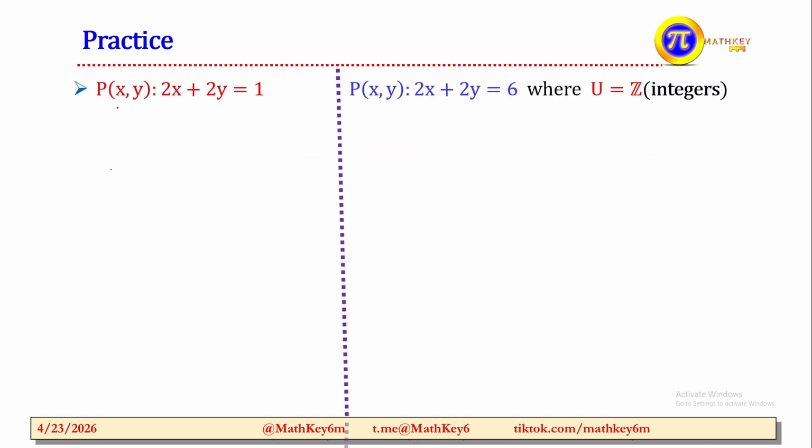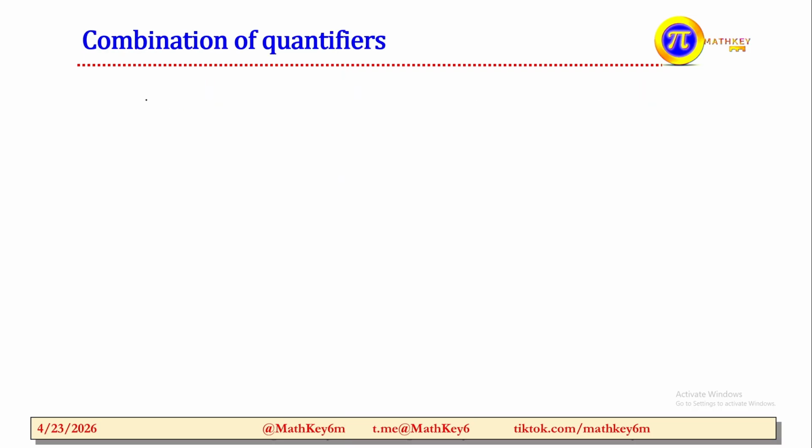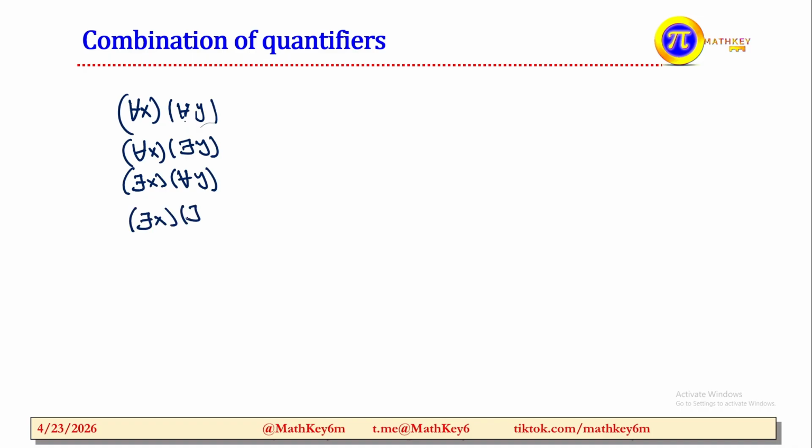It says P(x,y): 2x + 2y = 1. Let us consider the four options that work. For all x, for all y, this is one option. The other one, for all x, there exists y. The other one is there exists x for all y. The other option is there exists x as well as there exists y that satisfies the given condition. So we have these four options when you combine quantifiers with P that depends on two variables x and y.